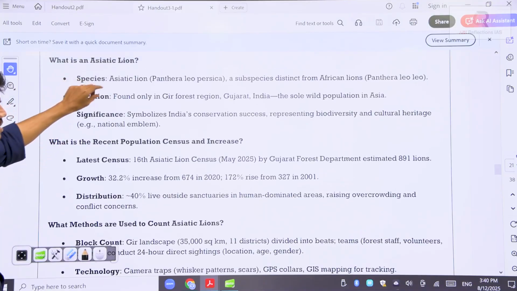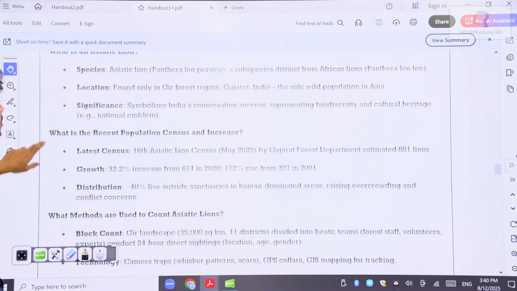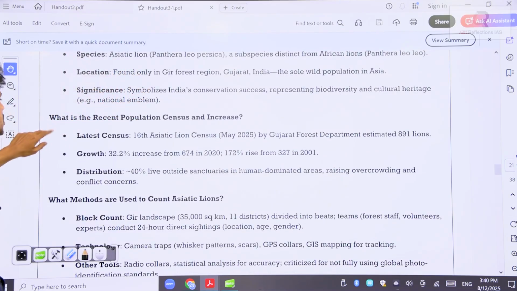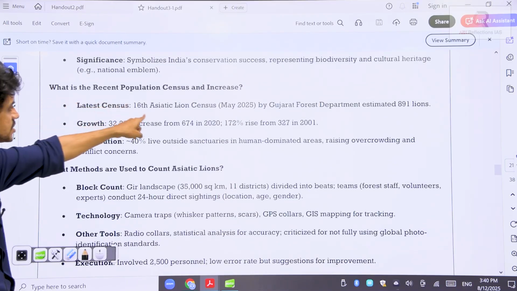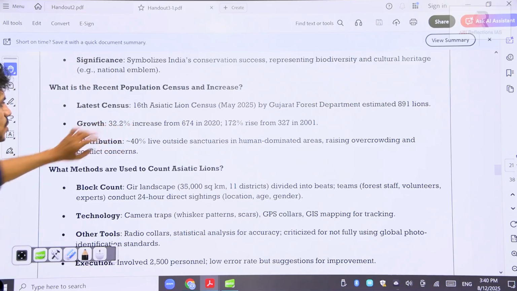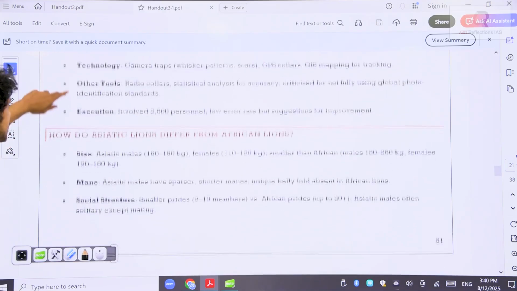So see here, Asiatic lion is a subspecies distinct from the African lion, found only in the Gir forest. This will be asked. They have already asked. See, the latest census, the 16th Asiatic lion census, they have increased the lion population. 32% of the population has increased. Okay, so you can go through the basic technological methods through which they have seen the population increase.